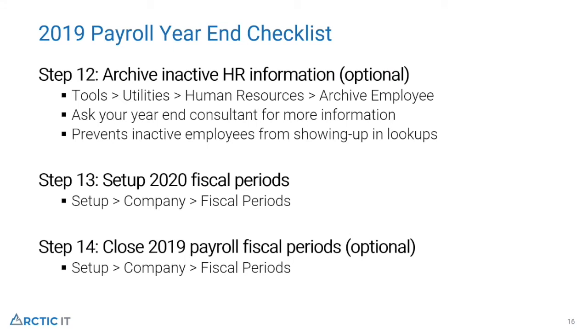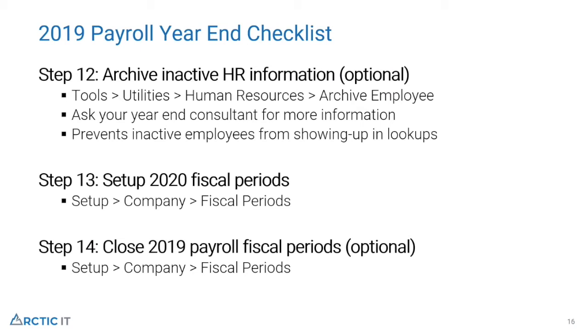Step 12 is to archive inactive HR information. This is listed as optional and it's not a very common thing to do. The main perk of it was to prevent inactive employees from showing up in your lookups. But in newer versions of GP, the lookup windows have the ability to exclude inactive records now, and so it's not as big of a perk. So if you want to do it, you can, but I'd say most clients, even those with HR, skip this method or skip that step.